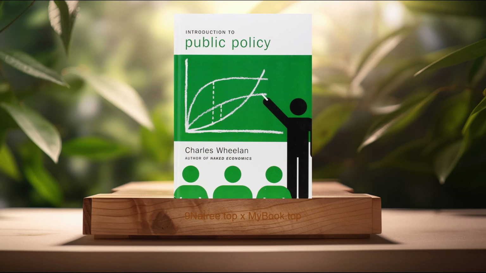Today, I will summarize and review the book. Introduction to Public Policy by Charles Wheelan is an accessible gateway into how governments try to solve real problems and why those efforts often fall short. Rather than treating policy as abstract ideology, Wheelan approaches it as applied problem-solving shaped by incentives, scarce resources, and imperfect information. The book lays out what public policy is, who makes it, and how choices are evaluated when society disagrees about goals or when the costs and benefits fall on different groups.